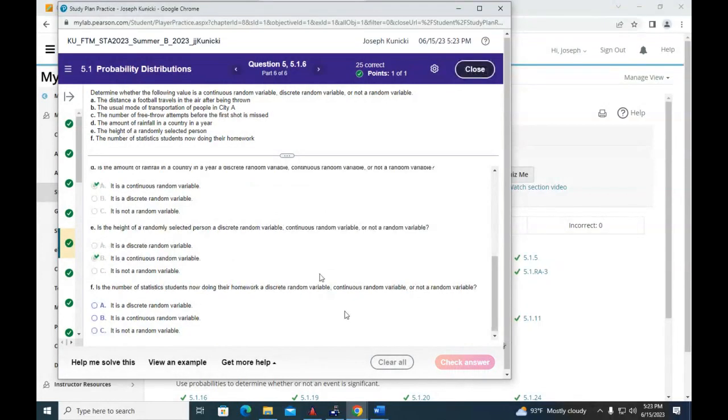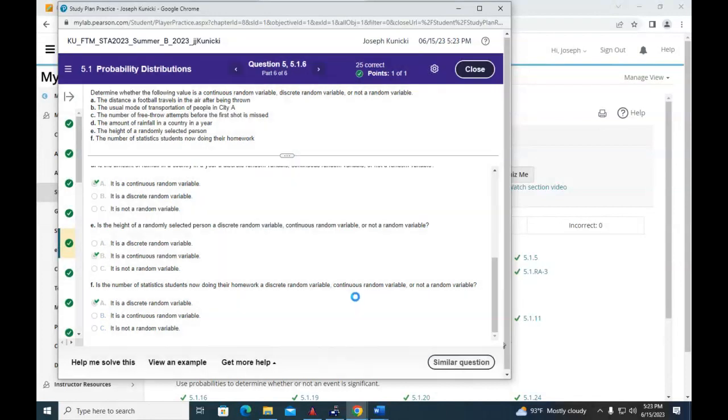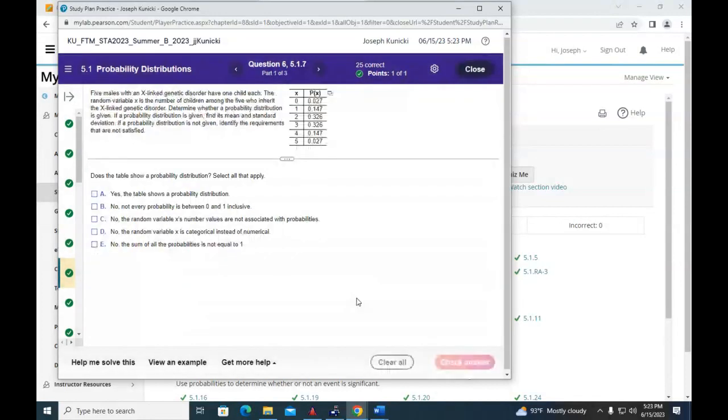Last one. The number of statistics students now doing homework. Do you count them or measure them, or neither? You count, so it's discrete. See, when it says number, that means it's a count. As soon as you see that word, you know right away.